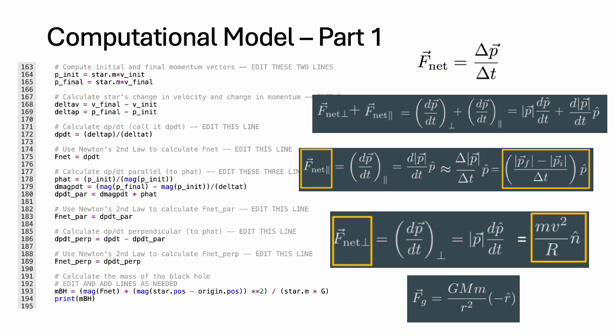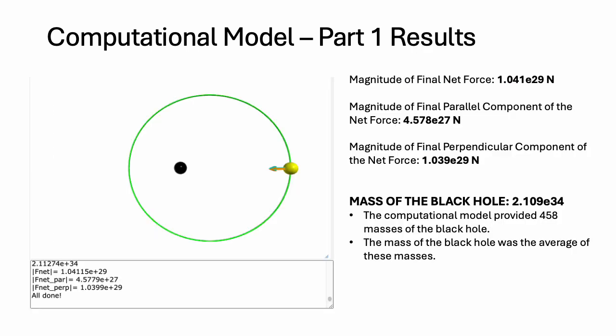Here's the code and the important equations that were converted into code in order to form the iterations in Part 1. This includes the net force, the parallel and perpendicular components of the force, and the formula to determine the mass of the black hole. This is the resulting model from the code. The code calculated the magnitude of the final net force, the magnitude of the final parallel and perpendicular component of this force, and created a calculation for the mass of the black hole at each iteration. This computational model provided 458 masses for the black hole, and the mass of the black hole became the average of those masses.